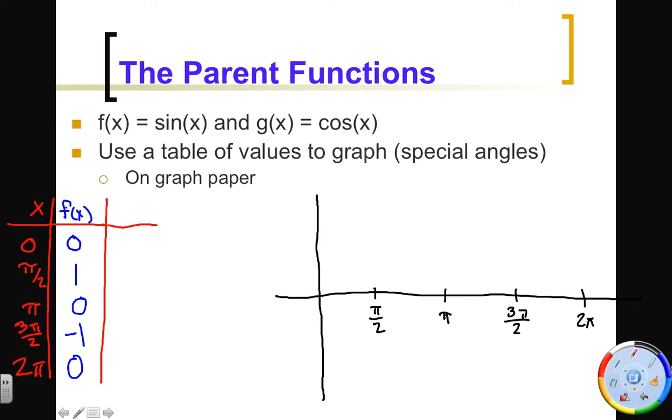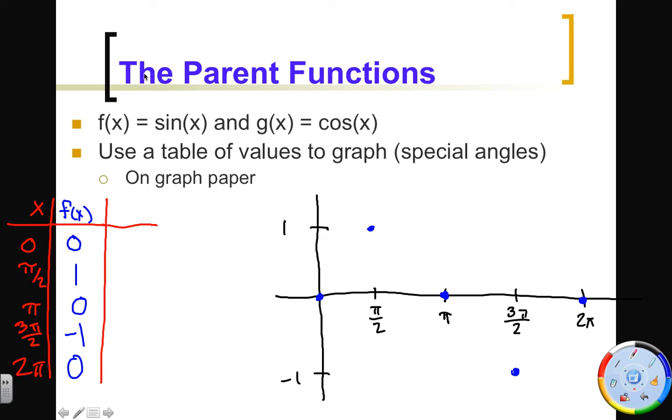All right, so let's go ahead and plot these dots and see what we get here. We get 0, 0. Oops, I forgot my up and down 1, because those are y values that show up. At pi halves, I'm at 1. At pi, I'm at 0. At 3 pi halves, I'm at -1. And at 2 pi, I'm at 0.